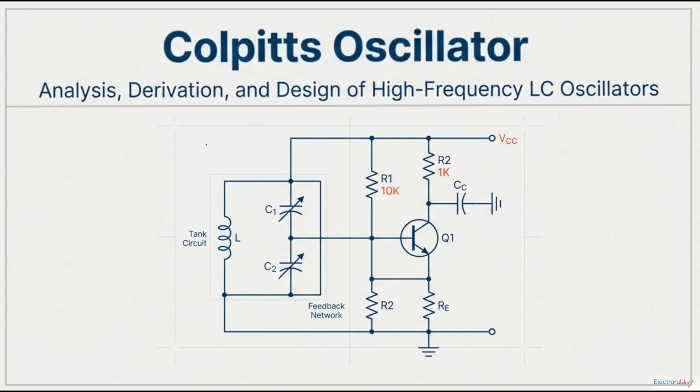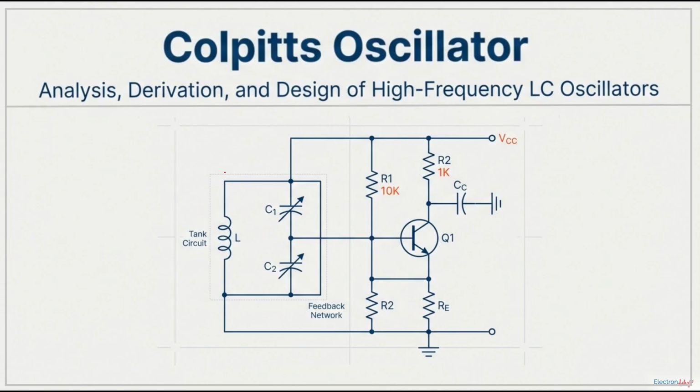Have you ever wondered how your phone just knows how to tune into a radio station with perfect accuracy, or how a piece of lab equipment can create a flawless, high-frequency signal out of thin air? Well, in a lot of cases, the answer is a clever little circuit called the Colpitts Oscillator. And today, we're going to see exactly how it works from the ground up.